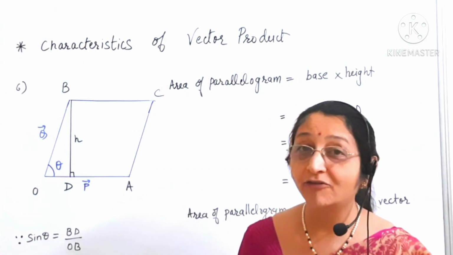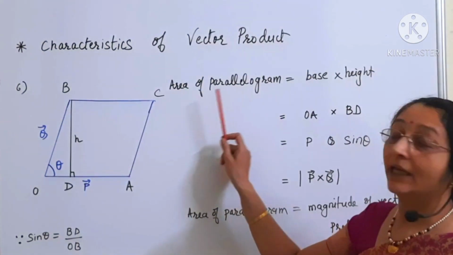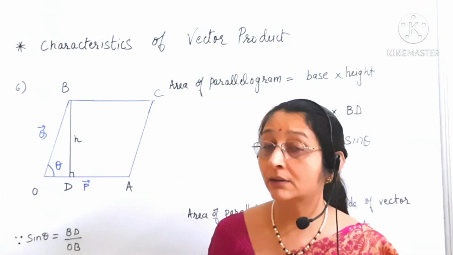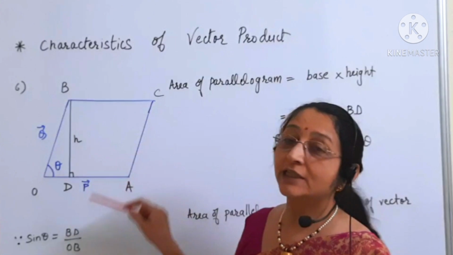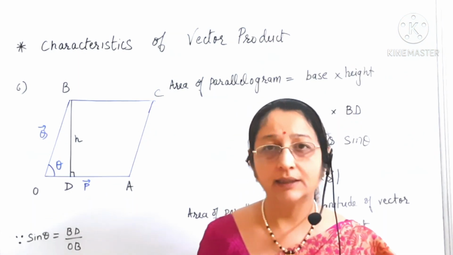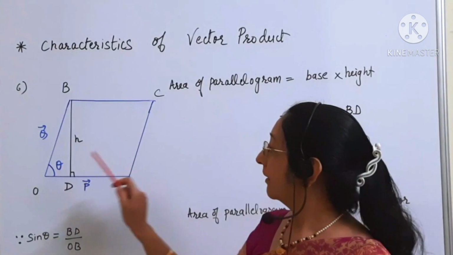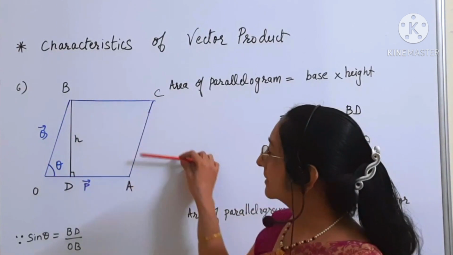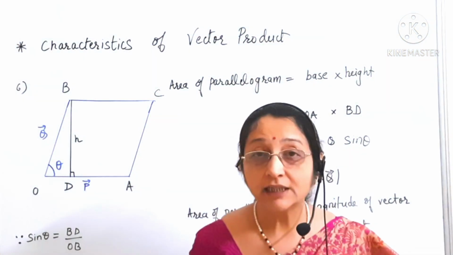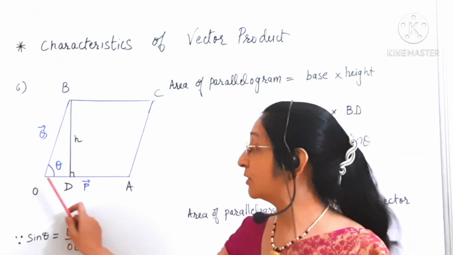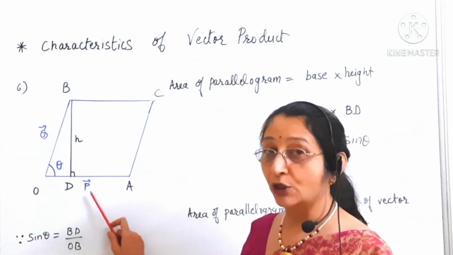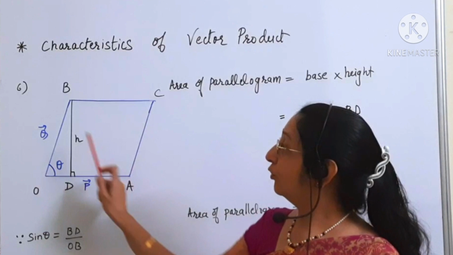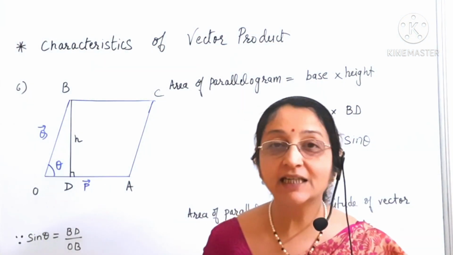Next characteristic which we have to consider is about the area of the parallelogram. Here we have taken a parallelogram. We know that a parallelogram is a figure whose opposite sides are parallel and equal, that is, congruent. So OA is one side and it is parallel to BC, and OB is another side, it is parallel to AC. We have taken two vectors along the adjacent sides. OA is one vector, call it vector P, and OB is the other vector, call it vector Q. With the help of these two vectors the parallelogram is completed.